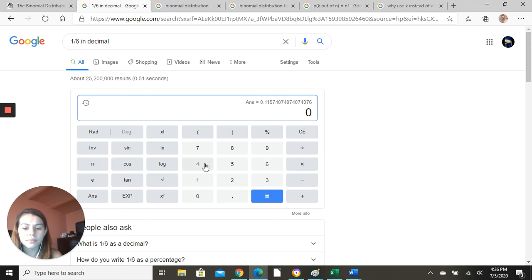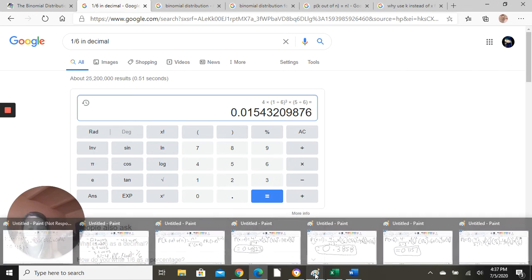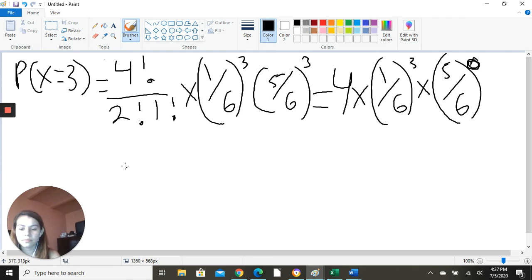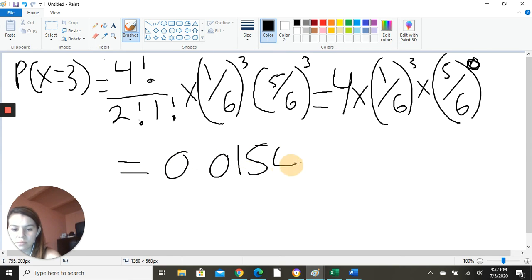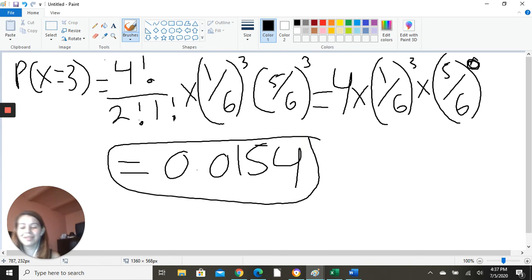4 times 1 over 6 to the third power times 5 over 6 equals 0.0154. That's our third probability. Now we're going on to the last one.